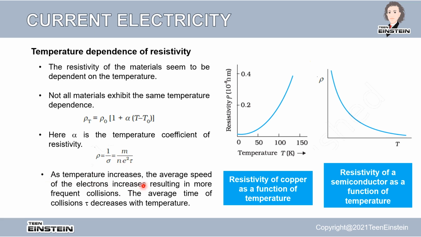As the temperature increases, the average speed of the electrons increases, resulting in more frequent collisions. The average time of collisions decreases with temperature. So when you increase the temperature, the speed of the electrons also increases because they gain kinetic energy, and there are more collisions, so the average time decreases. When this decreases, rho increases. That is what happens in the case of metals.